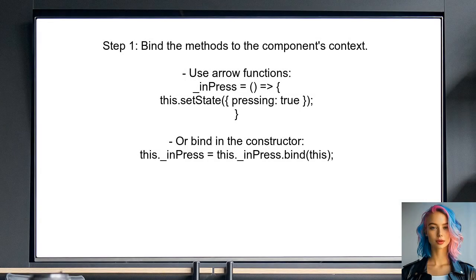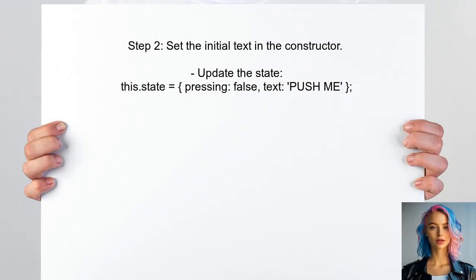To resolve the error, the user should first ensure that the methods for handling the press events are correctly bound to the component's context. This can be done by using arrow functions or binding the methods in the constructor. Next, the user should check the initial state of the text inside the circular area. They can set the initial text in the constructor to ensure it displays correctly when the app starts.